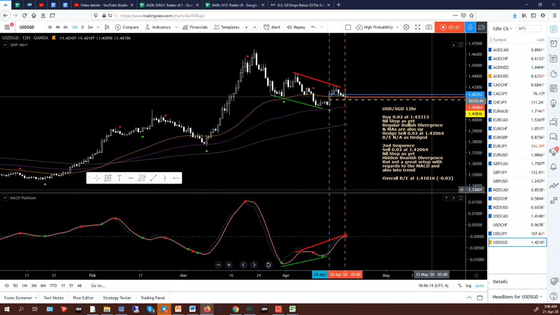So that's it on the 12-hour charts. Not too exciting. Both trades have got a bit of controversy about them, I guess, but no dramas.